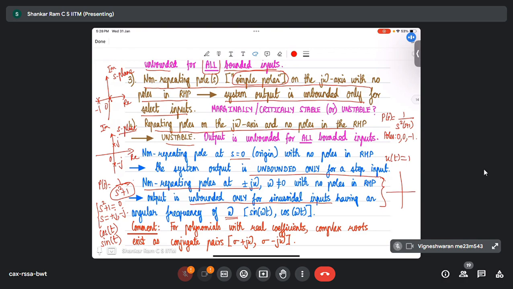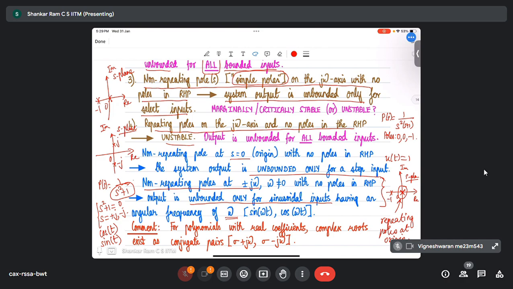If that happens, and I plot the s-plane, I'm going to have 2 poles at the origin and 1 pole at minus 1. So here we have a repeating pole at the origin. If you have repeating poles on the imaginary axis and no pole in the right half plane, the system is unstable. No matter what bounded input we are given, the output will always be unbounded. So that is the fourth case. These are the 4 cases.